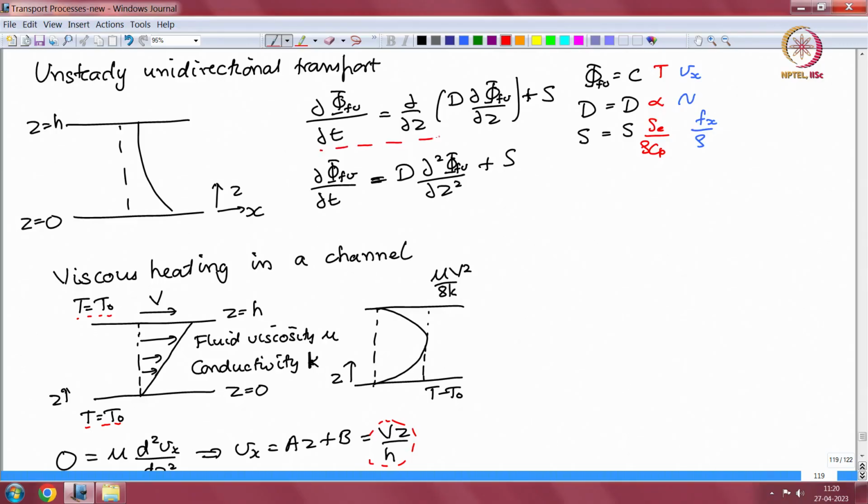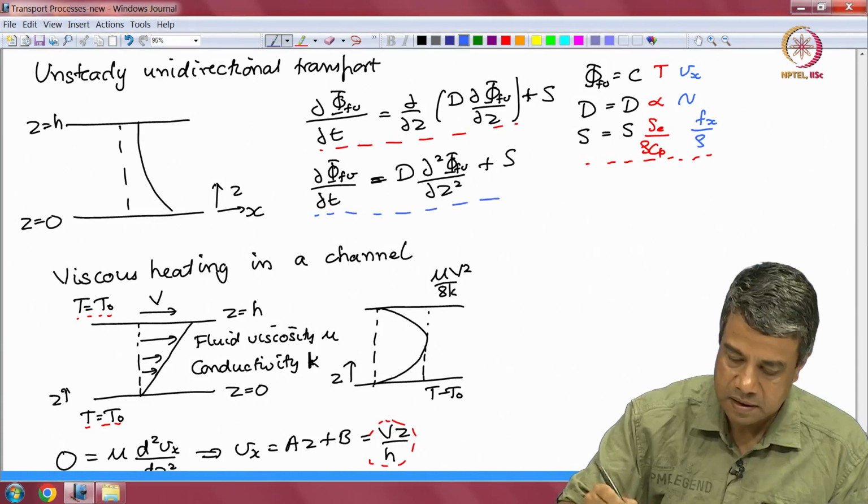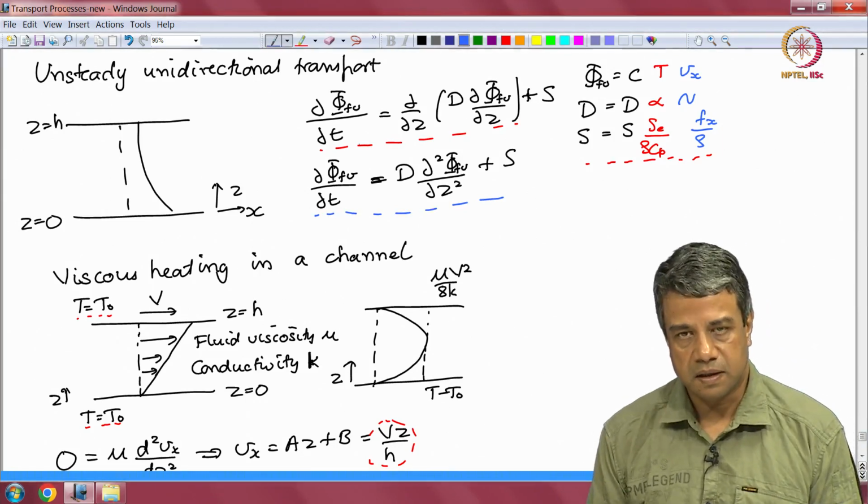In the last few lectures, we were considering unsteady unidirectional transport, and we had derived general equations for mass, momentum and energy. They had the following form, where phi is the field variable, D is the diffusivity and S is the source. And these three are different for mass, momentum and energy transport, but the equations are the same. And for the particular case where the diffusivity is a constant, you get this equation.